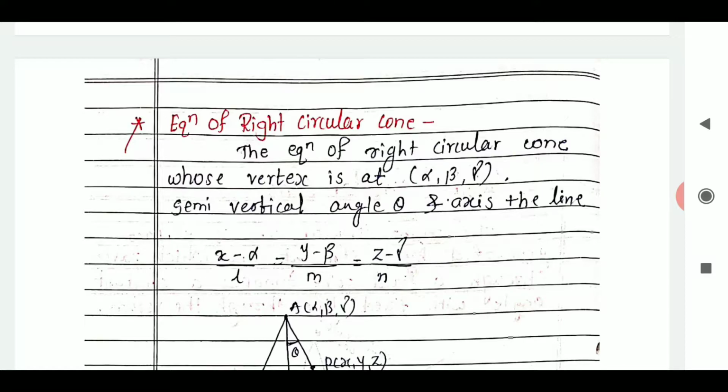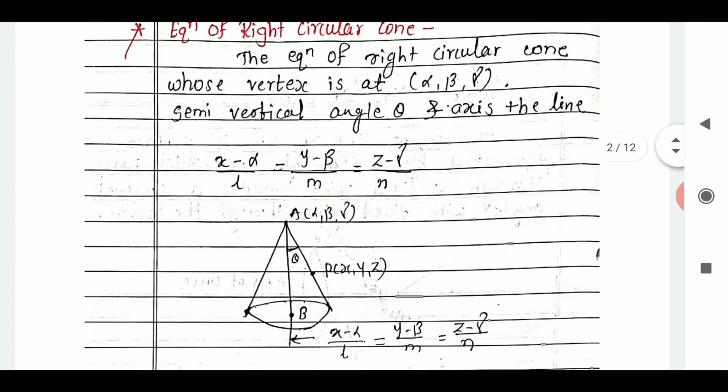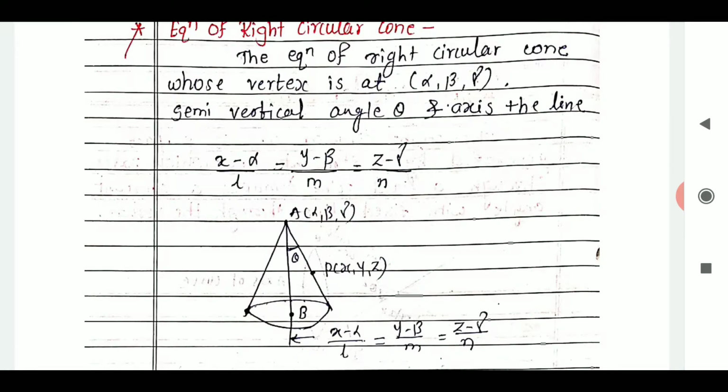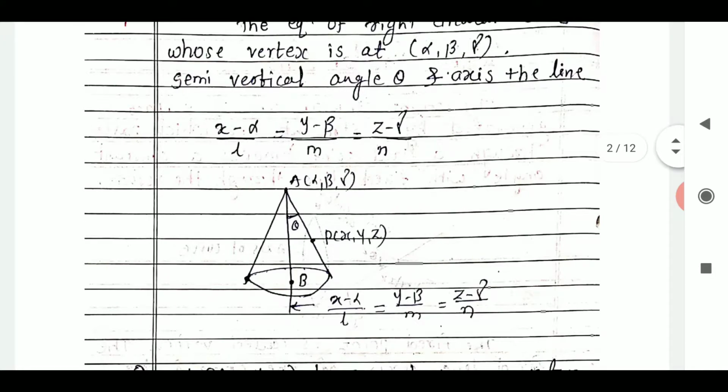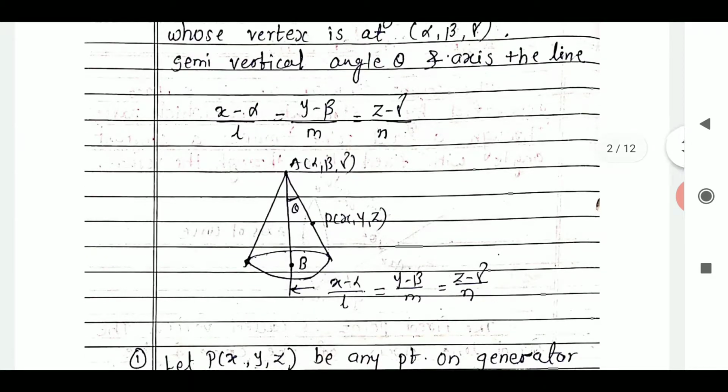We consider the equation of a right circular cone whose vertex is at (alpha, beta, gamma), semi-vertical angle theta, and the axis line is (x minus alpha) upon L equal to (y minus beta) upon M equal to (z minus gamma) upon N. We see the figure of the right circular cone. Here the axis line is denoted by this equation, where alpha, beta, gamma denotes the vertex and L, M, N denote the direction ratios of the axis.